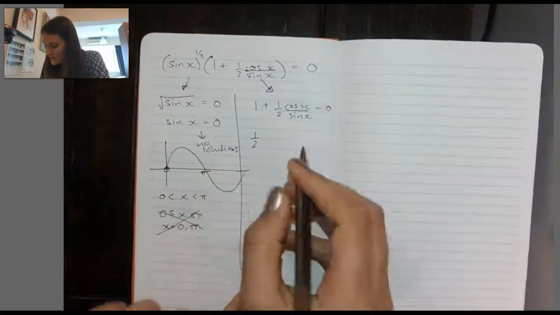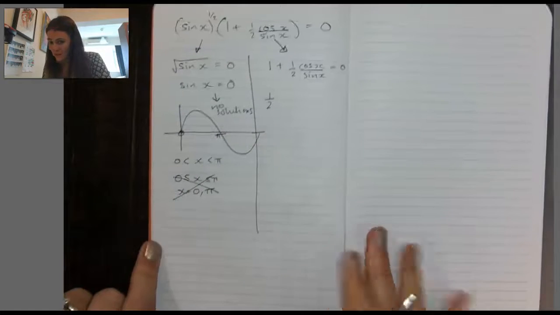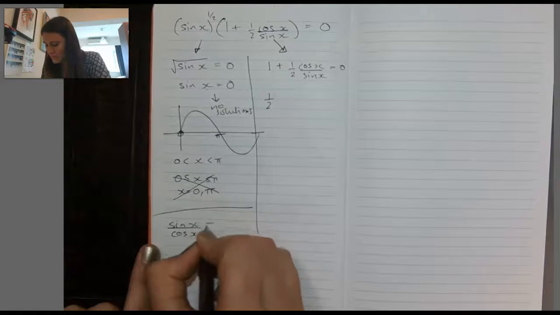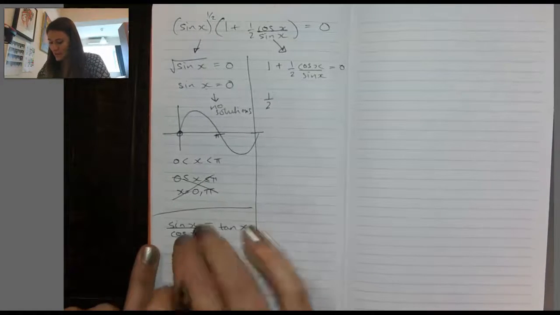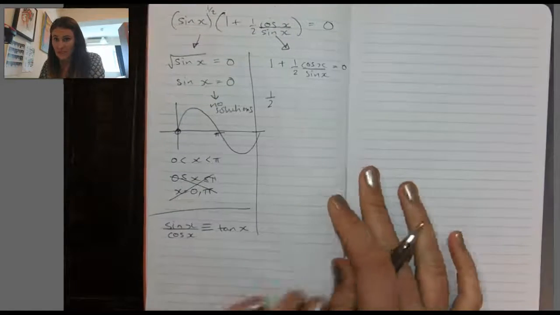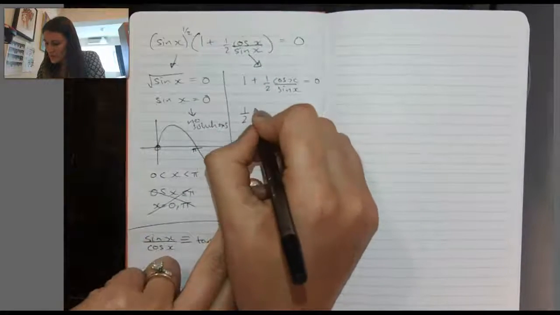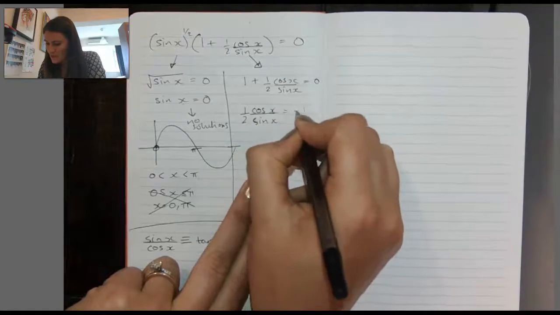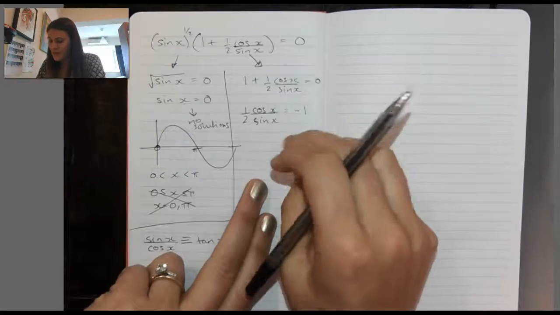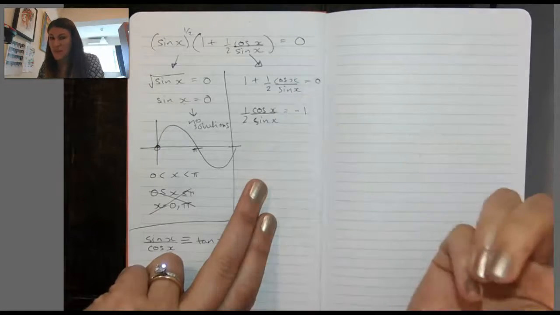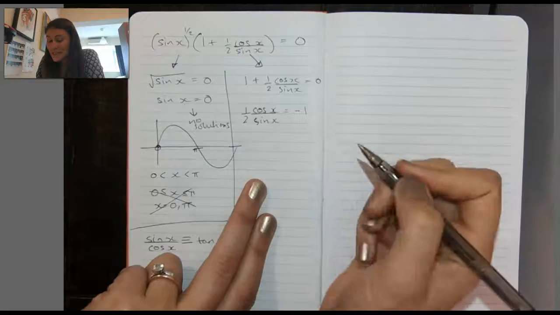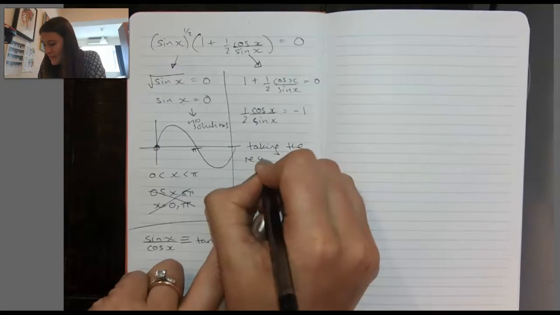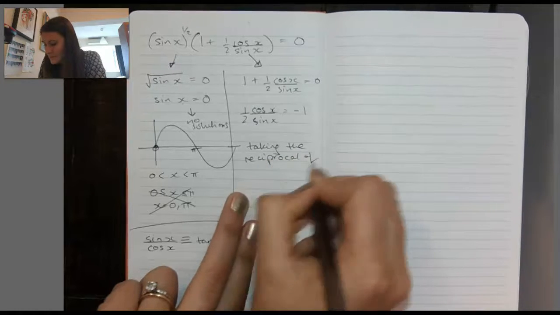So I've got in the back of my mind this fact, this identity. So I really want it to be sine x over cos x. That would be ideal. So what I'll do is take minus 1 over there, and then I'll kind of flip it, I suppose. So taking the reciprocal of both sides. That's allowed.